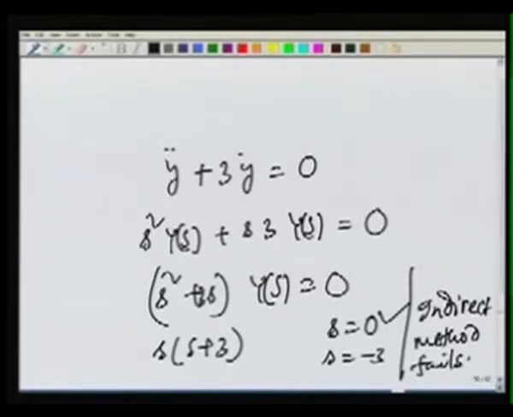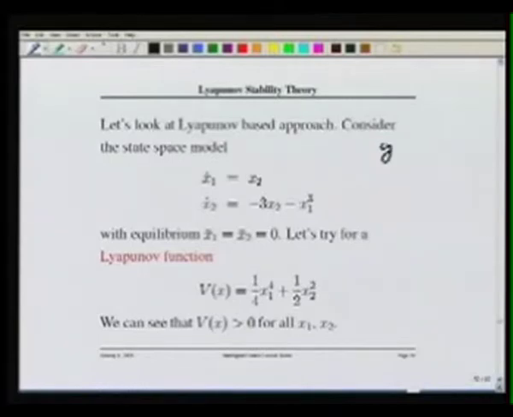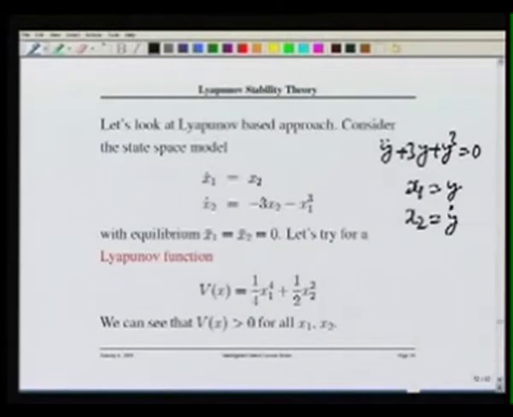Indirect method fails. So, we saw that the indirect method failed, and we will now apply Lyapunov's direct method. We had the system y double dot plus 3 y dot plus y cube is 0. I select the states as x 1 is y and x 2 is y dot, and then this equation can be written in state space format.